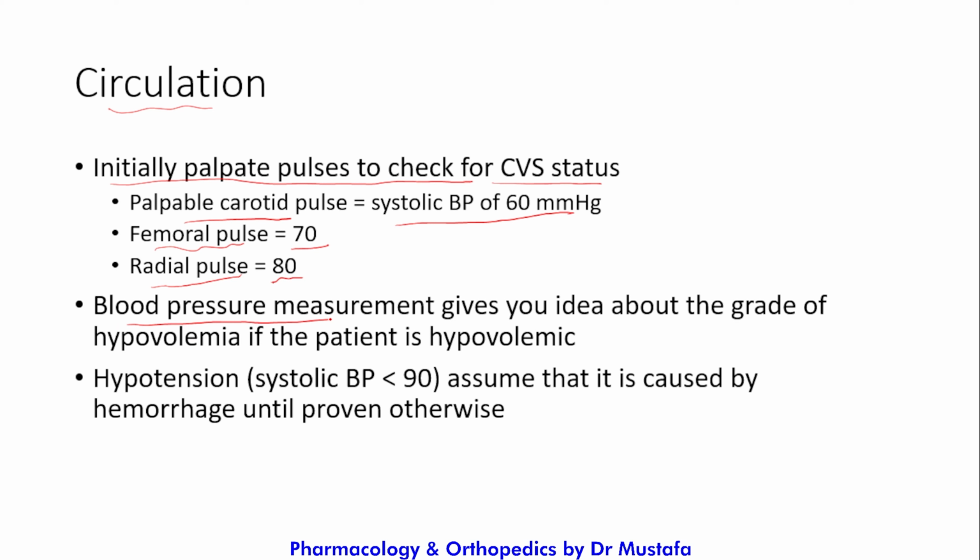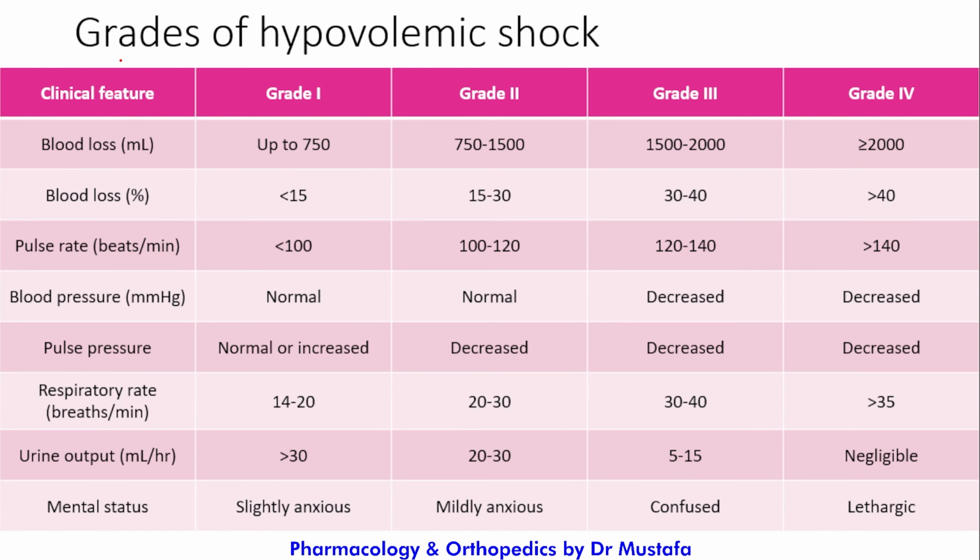So blood pressure measurement gives you an idea about the grade of the hypovolemia if the patient is hypovolemic. Hypotension, when the systolic blood pressure is less than 90, assume that it is caused by hemorrhage until proven otherwise, in a trauma patient generally. And here we have the grades of hypovolemic shock. So we have 4 grades: grade 1, grade 2, grade 3, and grade 4.